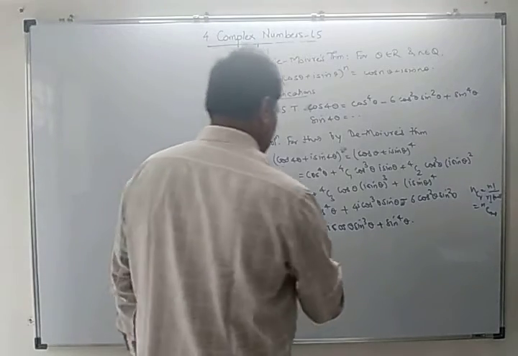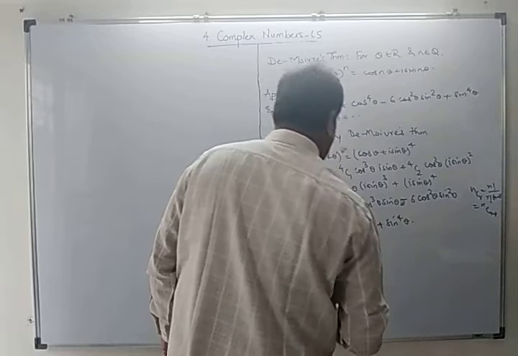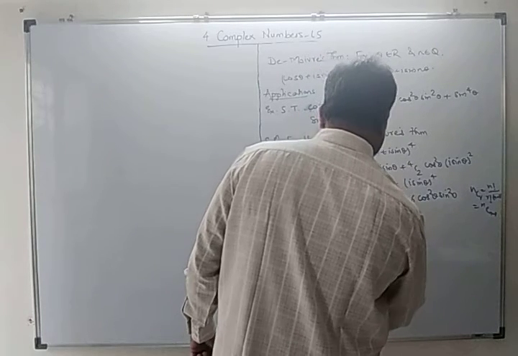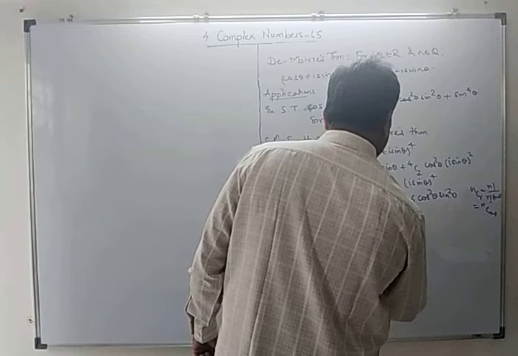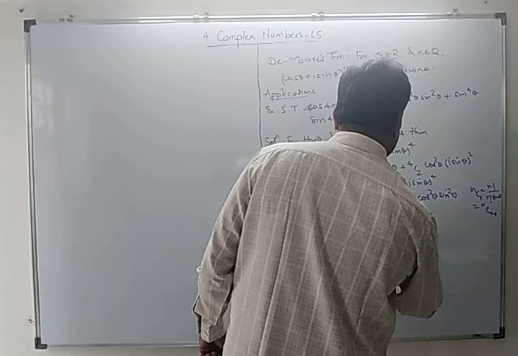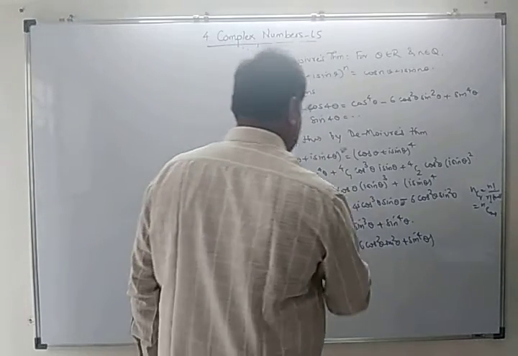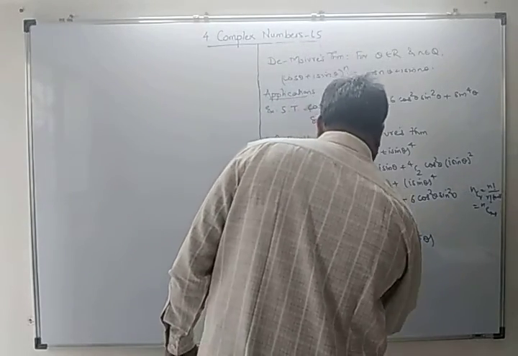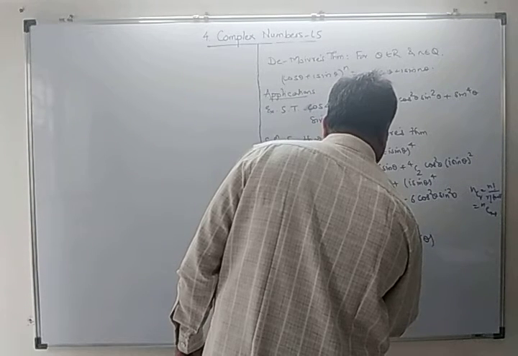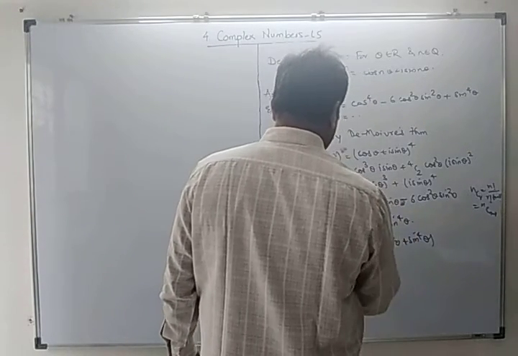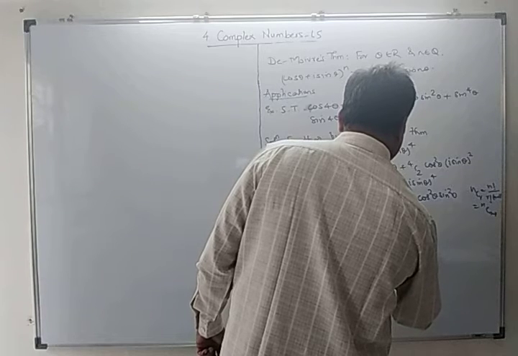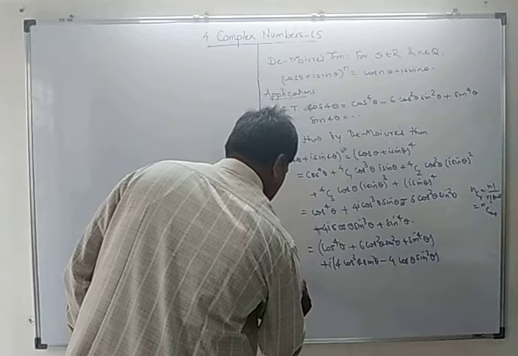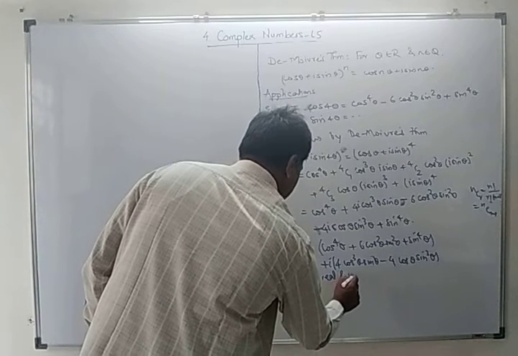Collecting real and imaginary parts. So we will get cos raised to 4 theta, then your next term is nothing but minus 6 times cos square theta sin square theta, and the last one is sin raised to 4 theta, plus i times (4 cos cube theta sin theta minus 4 times cos theta sin cube theta). Comparing real and imaginary parts.